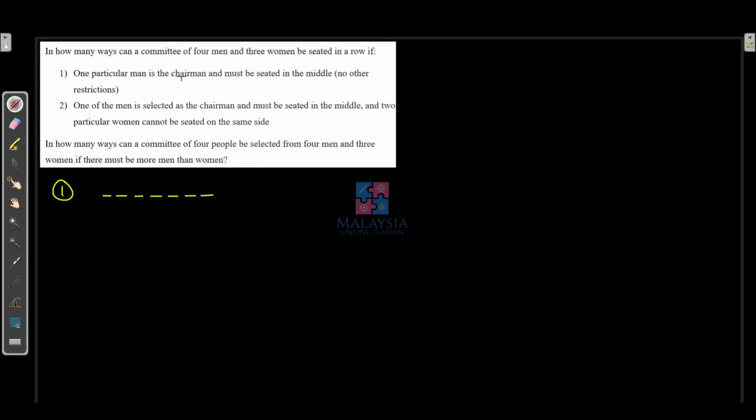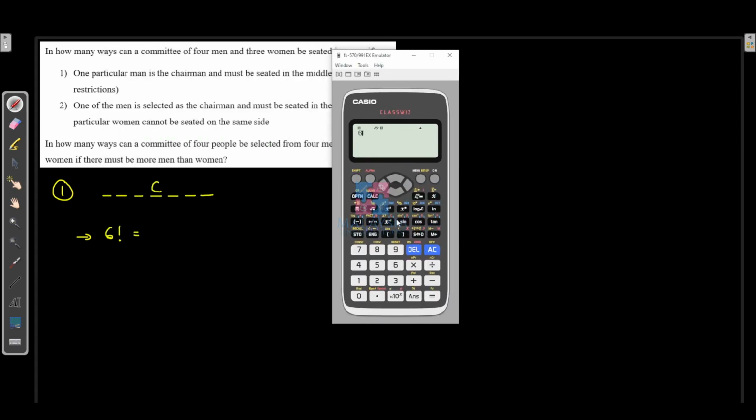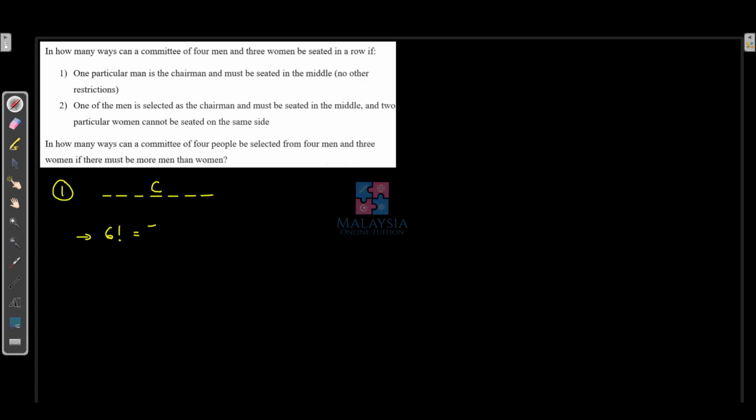We don't need to select that chairman anymore. So we can put the chairman in the middle here, C. So we don't have to rearrange him. So that's why it's 1 only. And then 1, 2, 3, 4, 5, 6. So we have 6 spaces left to be rearranged out of 6 people, meaning we have 3 men and 3 women. So that is just a straightforward 6 factorial. So what is this? 6 factorial, the answer is 720. So this is the final answer for question number 4, part 1.